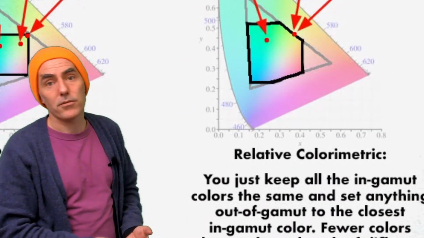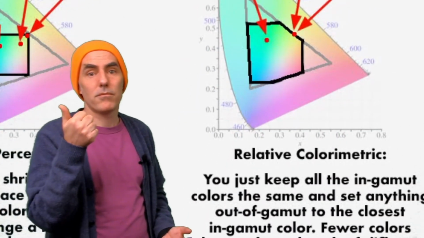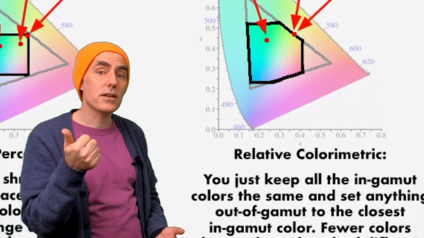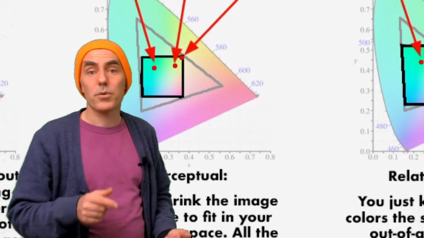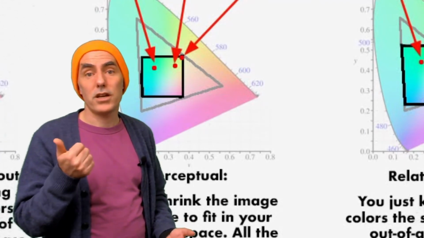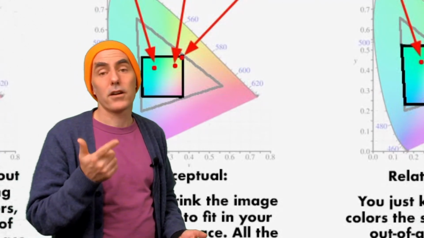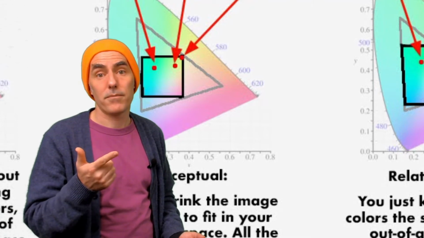So relative colorimetric, right? Fewer changes in color. Some colors are now the same. Perceptual, all the colors change. All the different colors stay different.